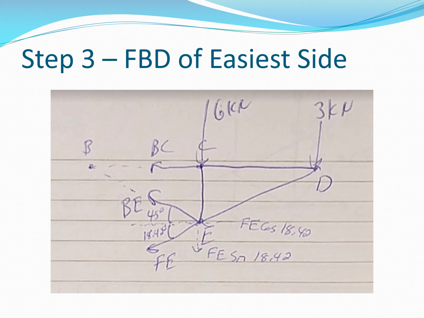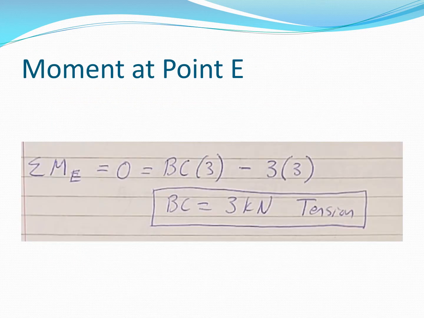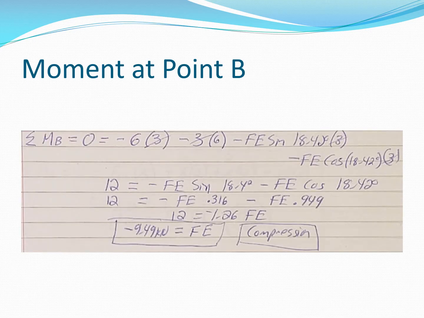So let's move ahead. And there's the first part. When I take the moment at point E, right, I've got BC and I've got the 3 kilonewton force. Those are the only two things I have. So we find that BC comes out to 3 kilonewtons, a positive number. If you noticed on my free body diagram, I assumed it was in tension. Since I got a positive number, it's still in tension.